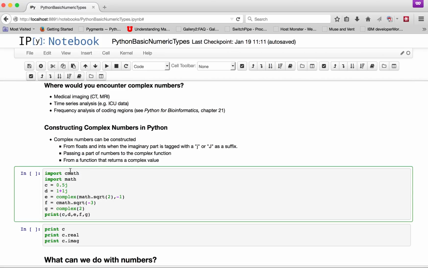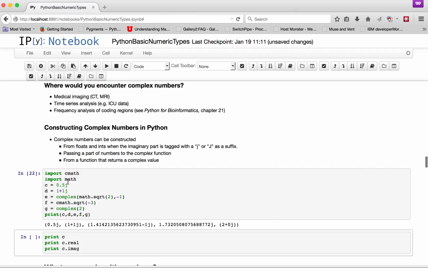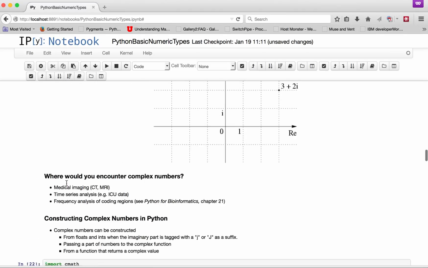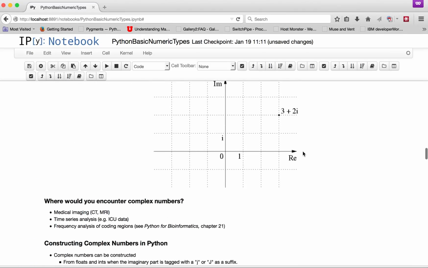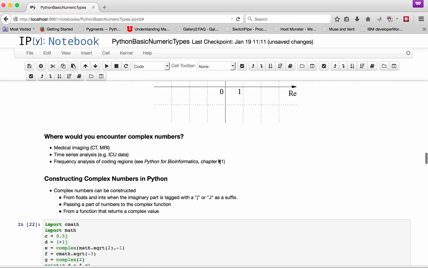So here's just some demonstration. Just like there is a math module, there is a complex math module named cmath that we can import. We can create various complex numbers, and then we can manipulate them. Let me evaluate this cell of code. I have created a complex number c, which has no real part. It only has an imaginary part. A complex number is a real part plus an imaginary part, the real part being the x axis and the imaginary part being the y axis.